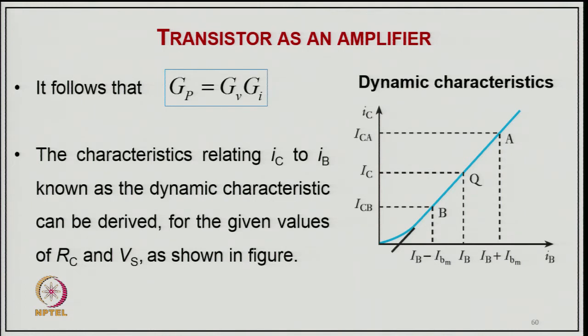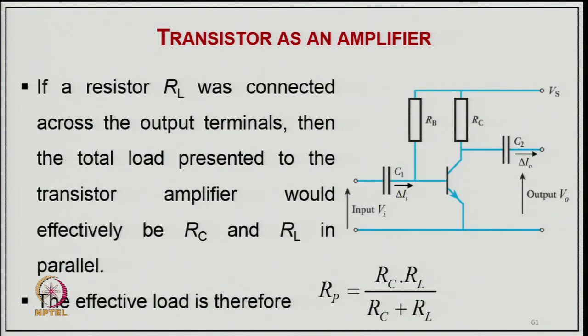We can say the characteristic relating IC to IB is known as a dynamic characteristic and can be derived. It is dynamic because the signal keeps changing with respect to time, for a given value of RC and VCC as shown in the figure here. Typically, this is IB and this is IC, that is the characteristic in amplification. We make sure that this operates only in the linear region, which we call the active region, and the transistor works as an amplifier. So, we call this the dynamic characteristic.